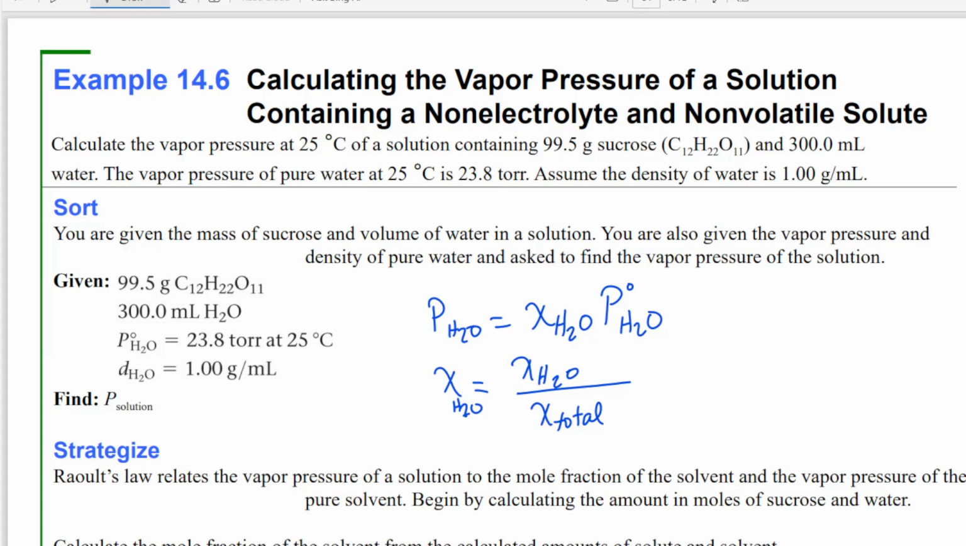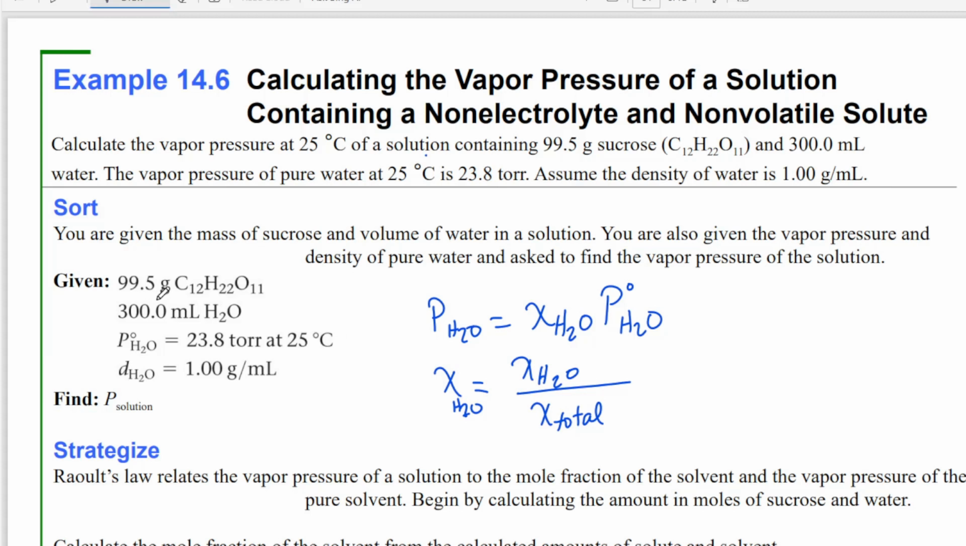Next, we'll calculate the vapor pressure of a solution containing a non-electrolyte and non-volatile solute. Calculate the vapor pressure at 25 degrees C of a solution containing 99.5 grams of sucrose and 300 milliliters of water. The vapor pressure of pure water at 25 degrees C is 23.8 torr. Assume the density of water is 1 gram per milliliter.